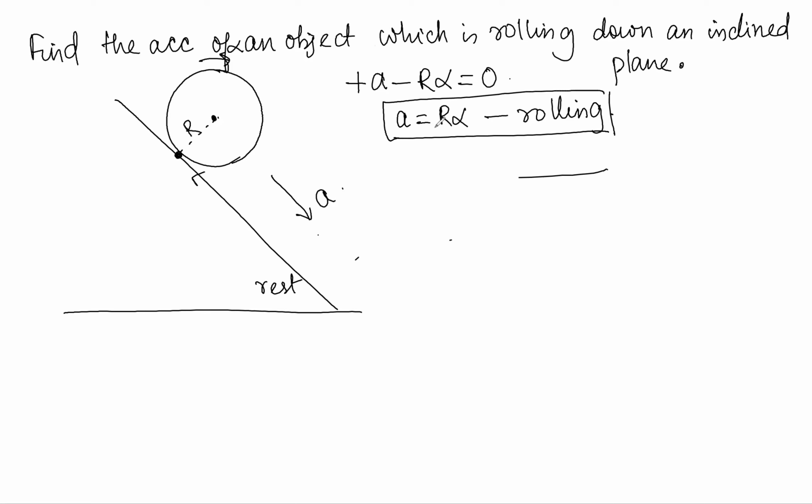The next thing to do to solve this question is to draw all the forces that are acting over here. So what forces are acting? There is mg that is acting in the downward direction. There is normal force that is acting in the upward direction. And whenever there are any two surfaces in contact, there is friction. Now the question is, is friction required for rolling motion?